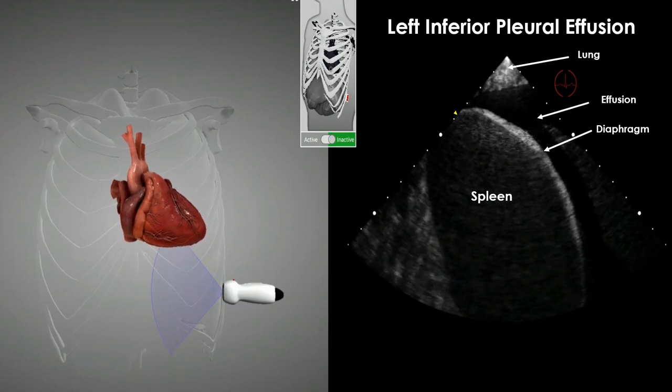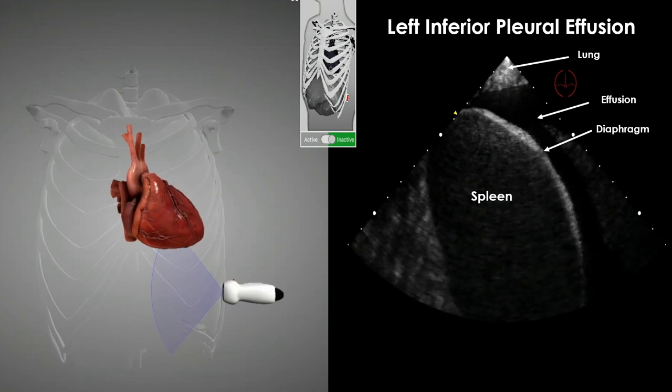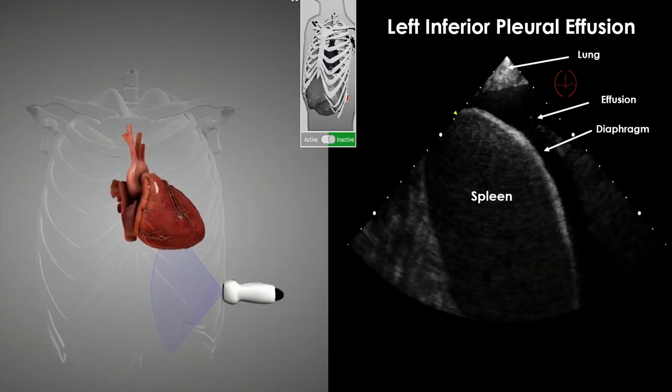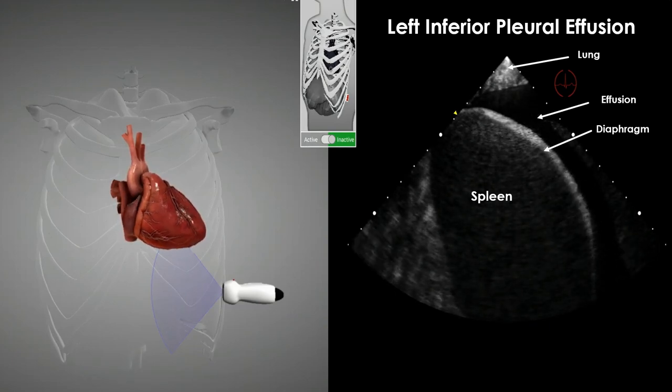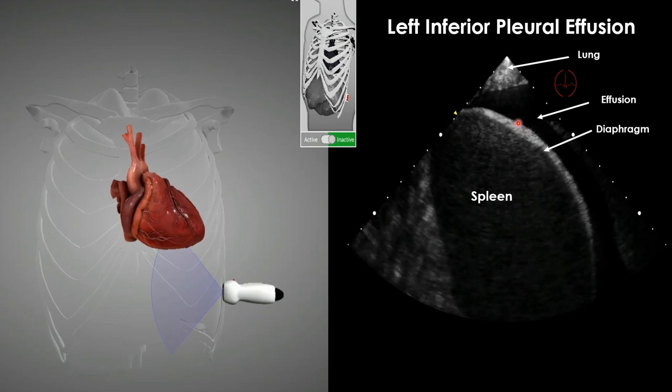And typically, the left side effusions, often you can confuse those with some abdominal fluid, because if you're going to get some abdominal free fluid, it's going to typically accumulate around this area as well.